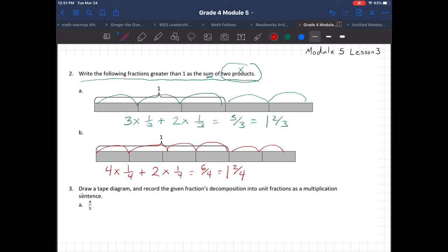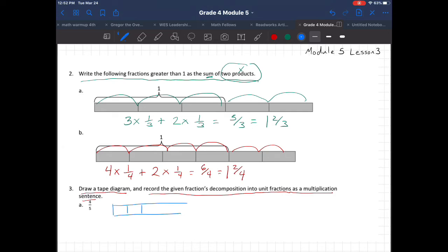Okay, moving on to number 3. We are going to draw our own tape diagram this time and record the given fractions decomposition into unit fractions as a multiplication sentence. Okay, so let's start with our tape diagram. Remember, the key to making good tape diagrams is to not finish a rectangle until you've made all your spaces.